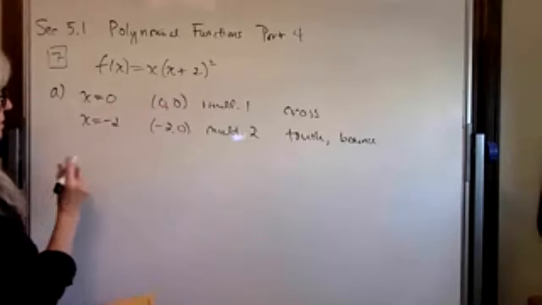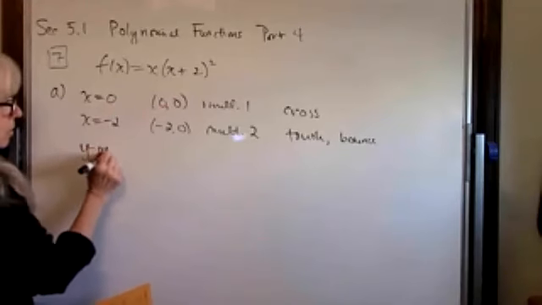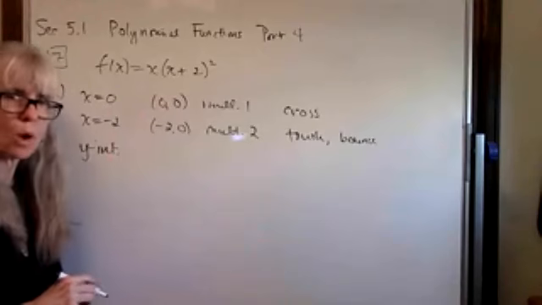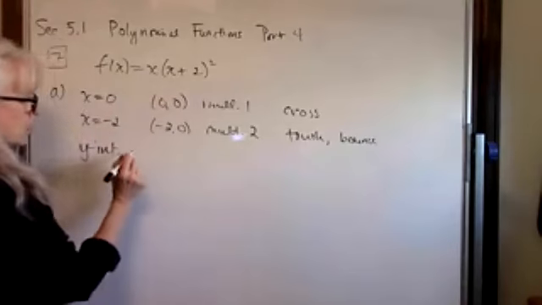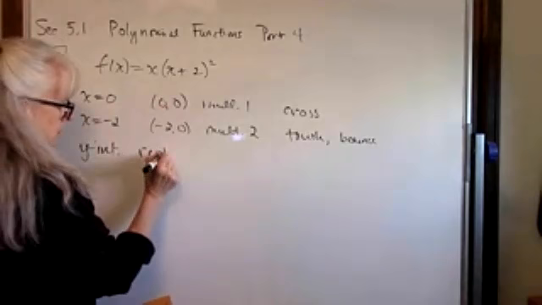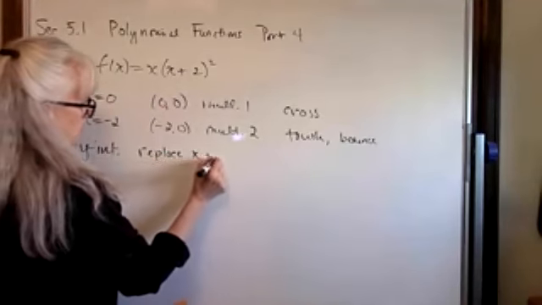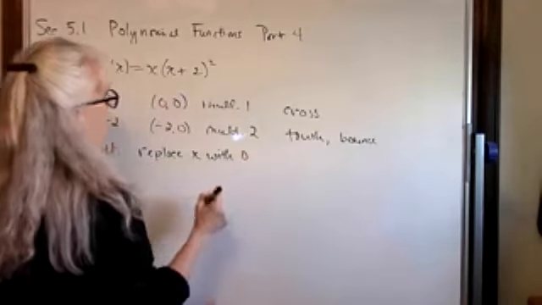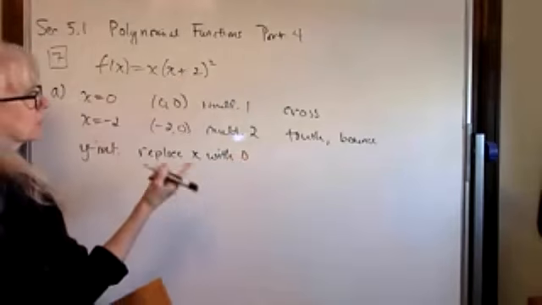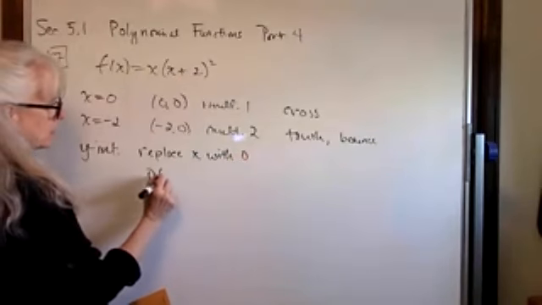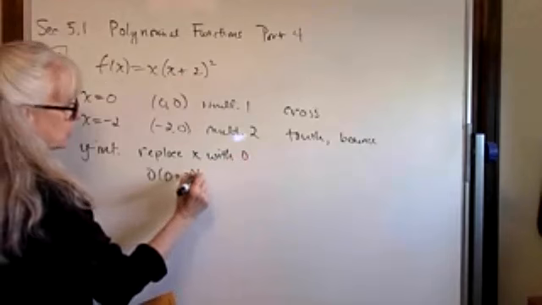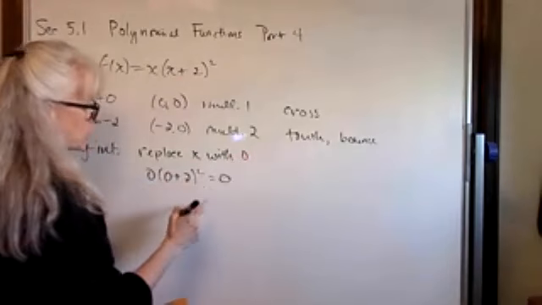Those are the x-intercepts. What about the y-intercept? Well, the same way we've always found the y-intercept, you replace x with 0. And if you do that, you're going to get 0 times anything. We're going to get 0. So we get 0 times 0 plus 2 squared. You don't need to write this at all, which gives me 0, which I already knew.